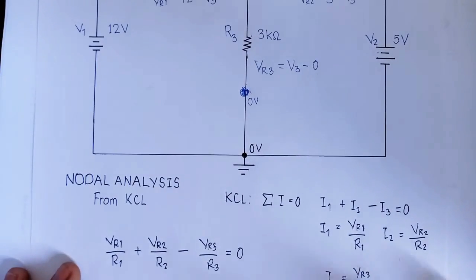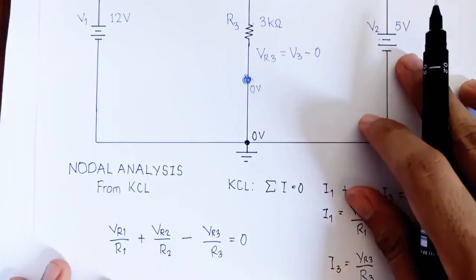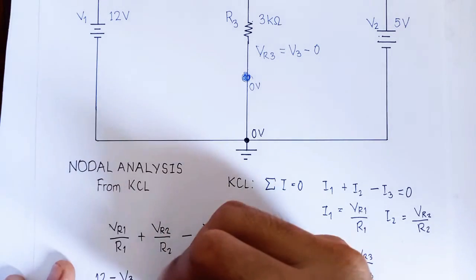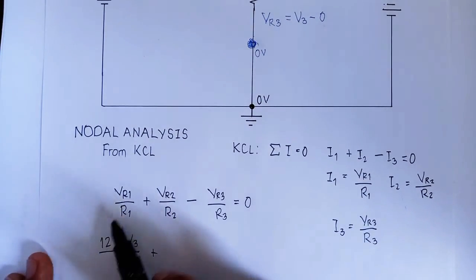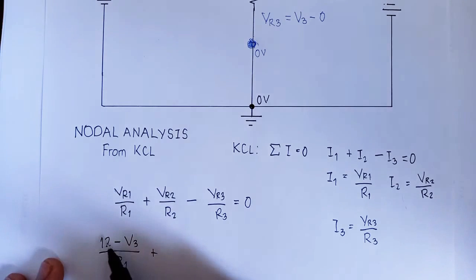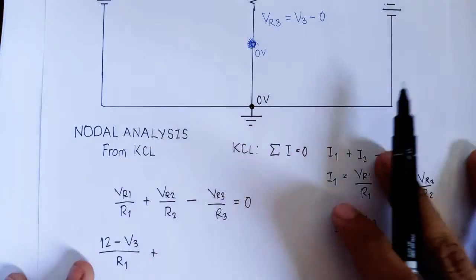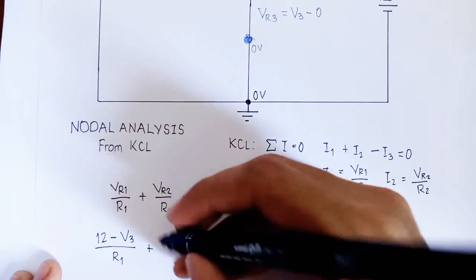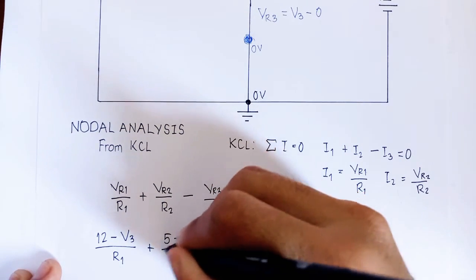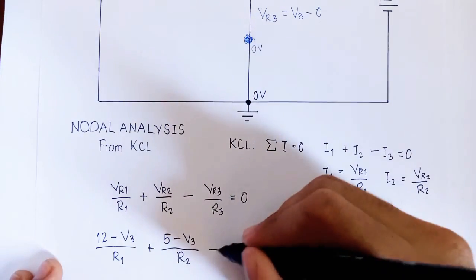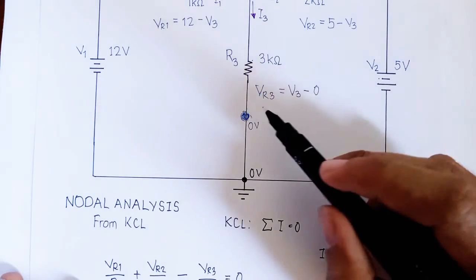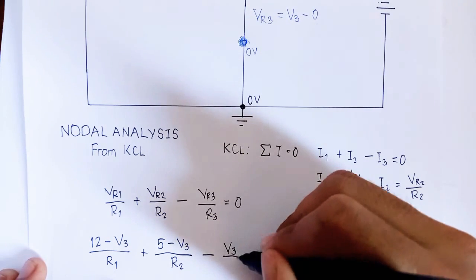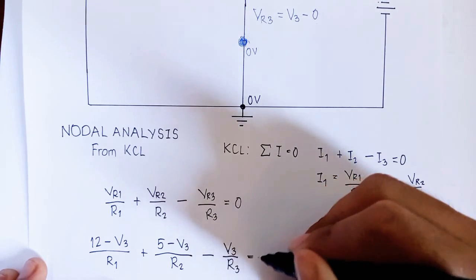And we know that ang voltage drop ni R1 is 12 minus V3. So, isa-substitute natin yan, magiging 12 minus V3 over R1 plus, itong voltage drop ni R2, which is 5 minus V sub 3 divided by R2. Minus, yung voltage drop naman ni R3, which is V sub 3 minus 0 or V sub 3 na lang, over R3 equals 0.